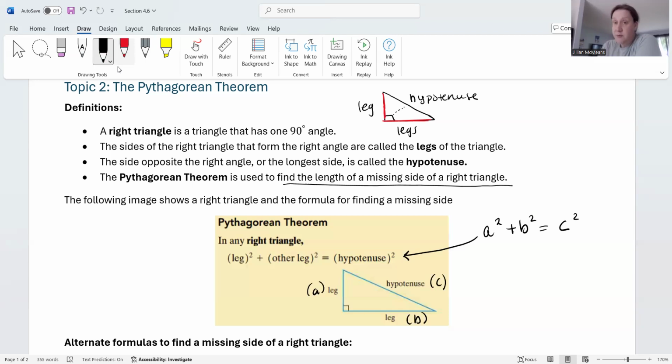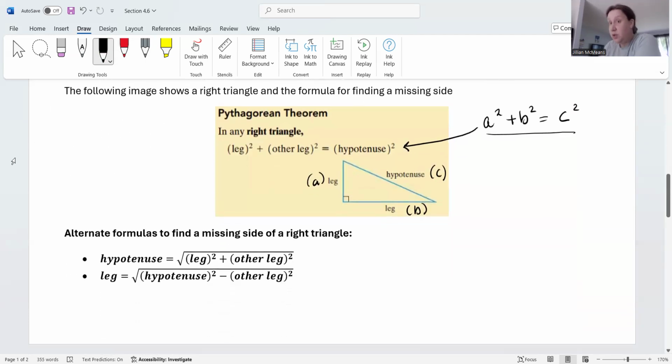Now, we do have alternate formulas, because this math isn't the hardest thing you'd ever see, but it might be a shave above where we're at mathematically speaking. So if you're looking for the hypotenuse, meaning you have the length of the two legs but are trying to find the hypotenuse, the hypotenuse is equal to the square root of the first leg squared plus the other leg squared. Using A, B, and C, this translates to C equals the square root of A squared plus B squared.